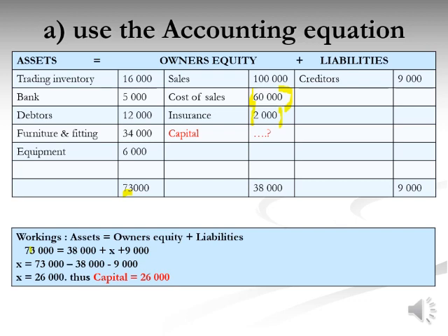So 26,000 is therefore our capital figure. Now if you then substitute this 26,000 into this equation, you put 26,000 here. If you say 26,000 plus this amount and this amount, they must add up to give you your assets. Then we have balanced our accounting equation. So this is how you are going to be finding your capital figure.